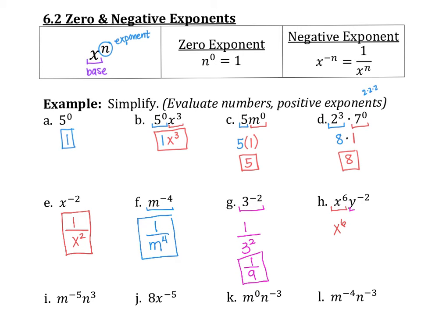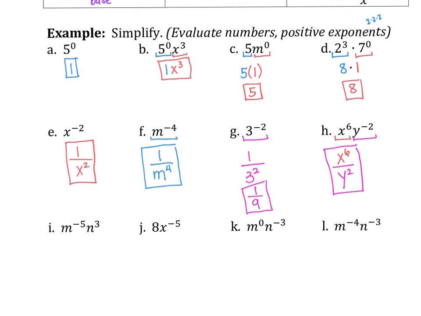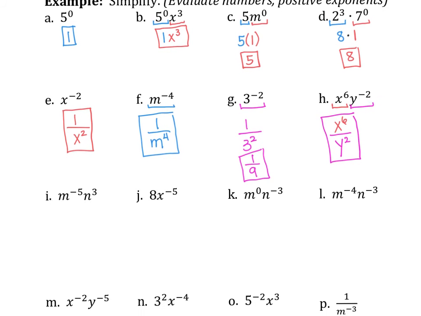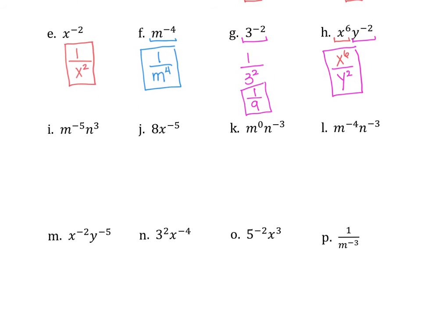Okay, now the second one is y to the negative 2. That has a negative exponent, so I can't leave it there. Since it's a negative exponent, I'm going to move it to the bottom. And then I can change the negative exponent to a positive exponent. Okay, and this is a better answer because now it has only positive exponents. Okay, I'm going to keep going.